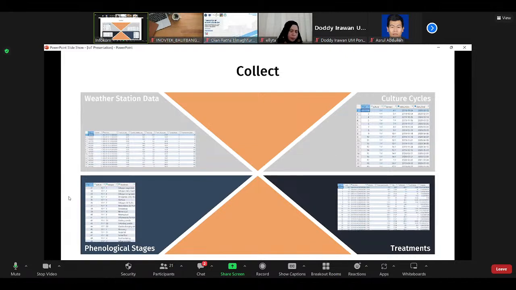This is some of the data that we collect, from the weather station, and some data inserted by the farmers: phenological stages, like at what point of the harvest we are, what treatments we use on the field, which culture cycle we use.